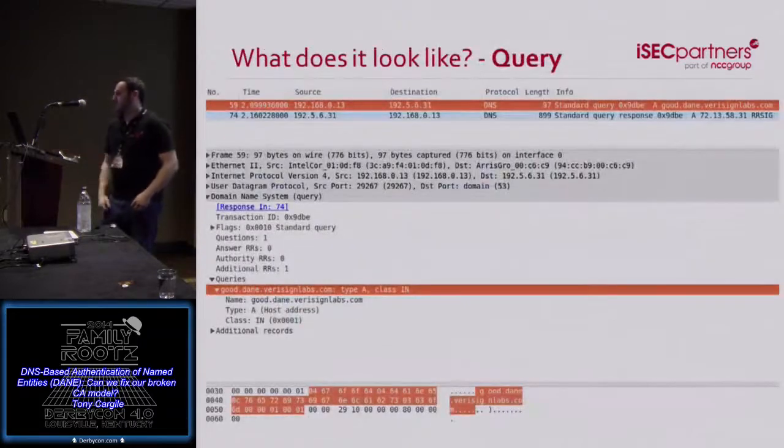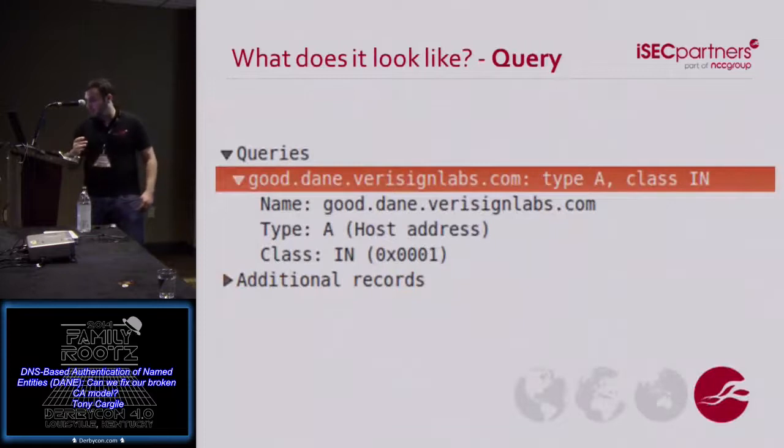So what does this look like? As a client, when you send a request, I know this is probably going to be a little small for you, so I'll just go ahead and jump to the bigger one. So a client sends a request to a DNSSEC implemented DNS server, and it looks extremely similar to what you would see in a normal request. Really there's just one bit flipped that's saying, yeah, this is a request that can support DNSSEC. And so you just have a typical A request to good.dane.verisignlabs.com, since it supports DNSSEC.